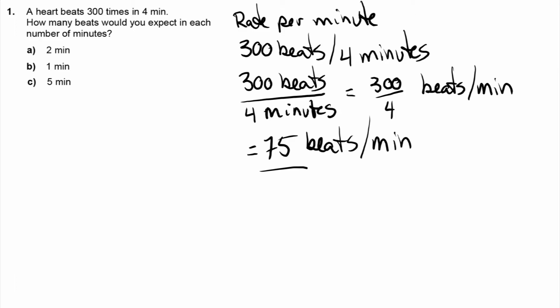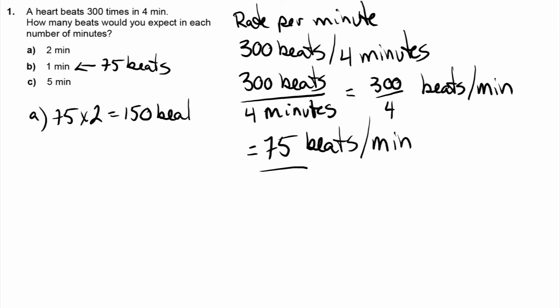So with that 75 beats per minute, that actually answers the first question of part B, saying in 1 minute there would be 75 beats. To answer part A, we simply have to take that 75 and multiply it by 2 because we've got 2 minutes. So that would be 150 beats. And for part C, we're going to take that same 75 and this time multiply it by 5 minutes, which will give us 450 beats.